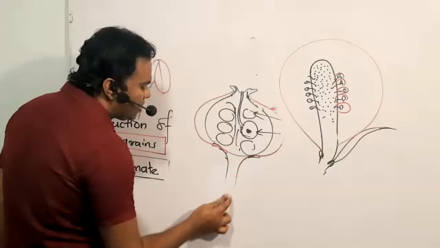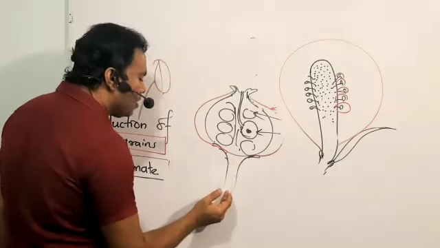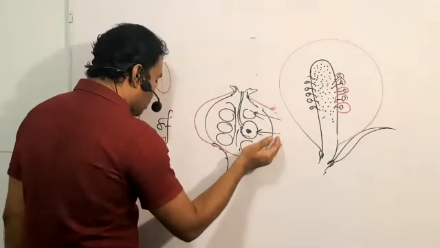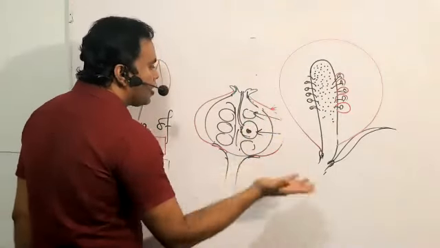So this pedicel or stalk becomes the stalk of the fruit. Ovary becomes the fruit. Ovules become seeds.